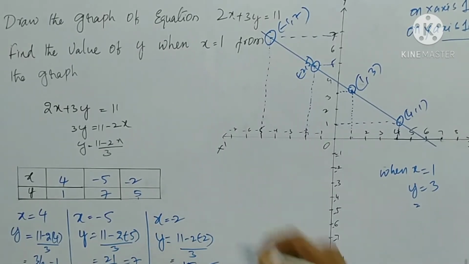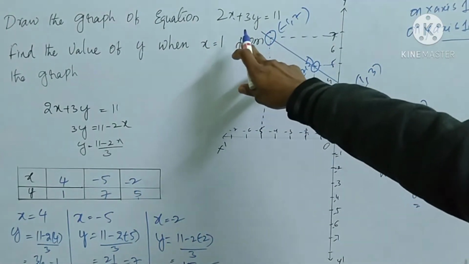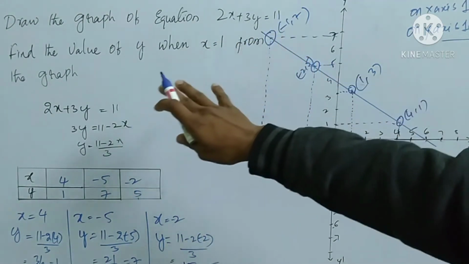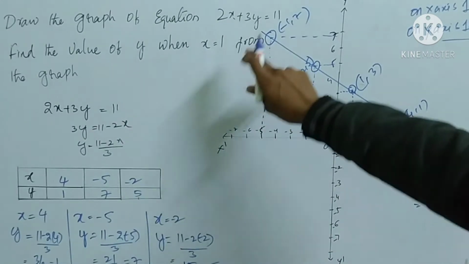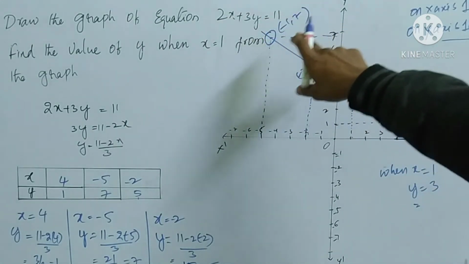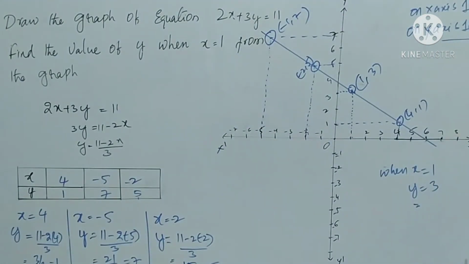Let's revise the question. Draw the graph of 2x plus 3y is equals to 11, and find the value of y when x is equals to 1 from the graph. Here the given linear equation is 2x plus 3y is equals to 11. So y is equals to (11 minus 2x) by 3.